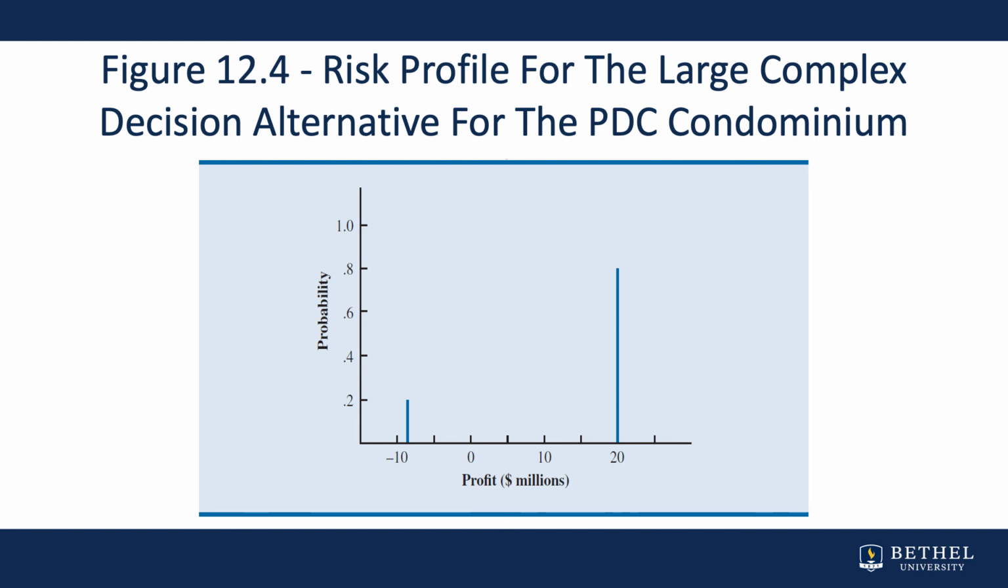In observing this diagram, you have an 80% chance of making $20 million, which is what this shows, versus a 20% chance of making negative 9, or losing $9 million. So this is the risk profile for just that one decision. When we approach the expected value analysis of our decision analysis process, this is how we would approach it.